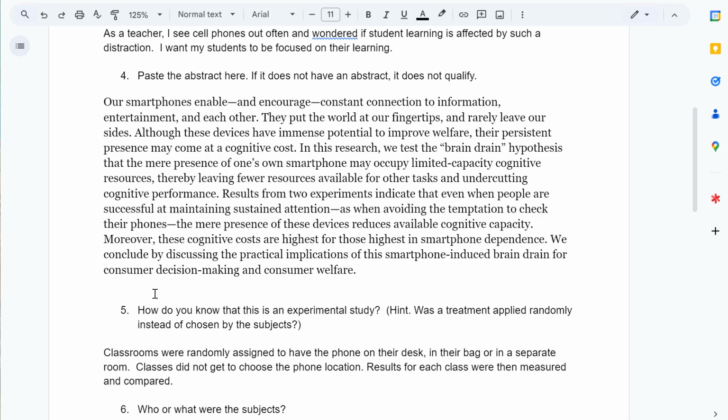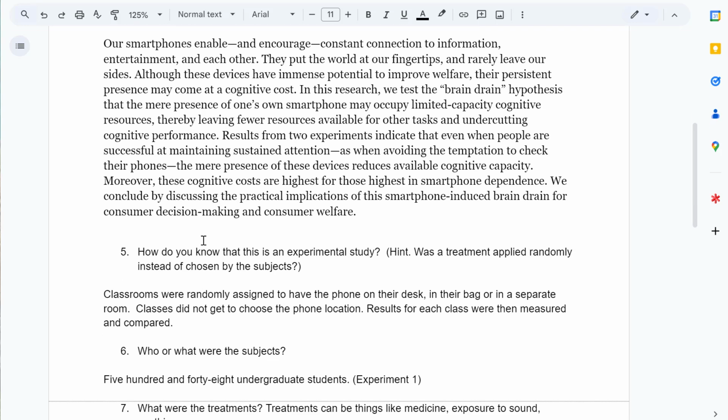Now, the next part is, how do you know that this is an experimental study? Here's the hint. If it's an experiment, a treatment was applied randomly to subjects. That's what we're looking for. So if you see things like meta-study or biography, that's not what we're talking about here. We're looking for an experiment.